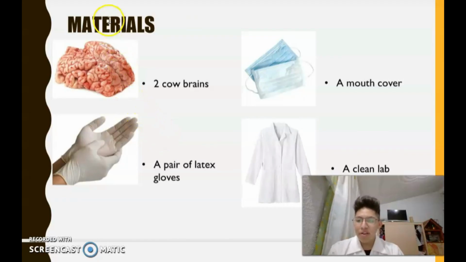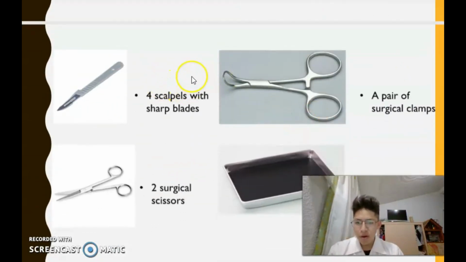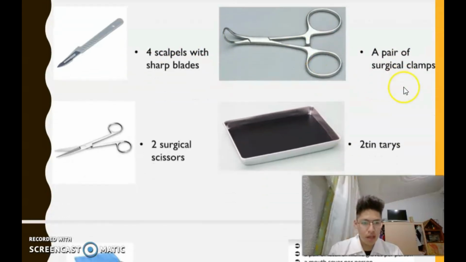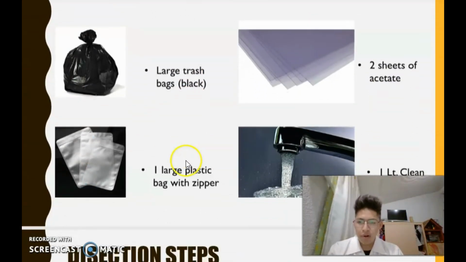Okay, the materials for this dissection will be the following. First, we have two cow brains, a mouth cover for each student, a pair of latex gloves, a clean lab coat, then four scalpels with sharp blades, a pair of surgical clamps, two surgical scissors, two thin trays, two clean cloths, 3 meters of plastic, then black trash bags, two sheets of acetate, one large plastic bag with zipper, and finally 1 liter of clean water.